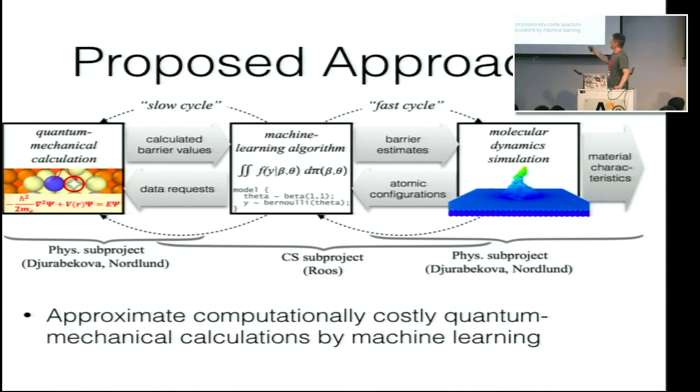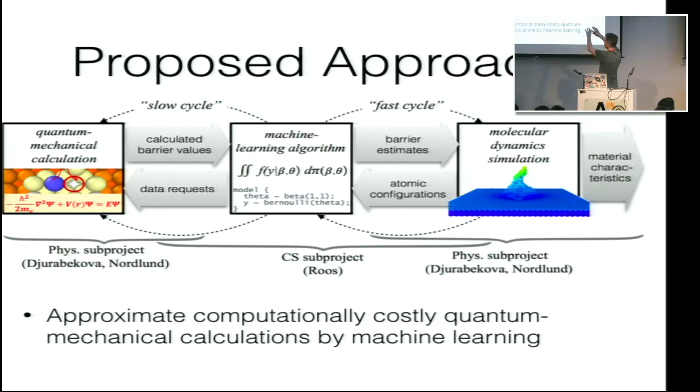And of course, the machine learning algorithm doesn't pop into existence by a snap of the fingers. We'll have to train that somehow, and for that we need to use the actual slower procedure for calculating those values. That would be the slow process of sending requests to this calculation module, calculating those barrier values, and updating your machine learning component.